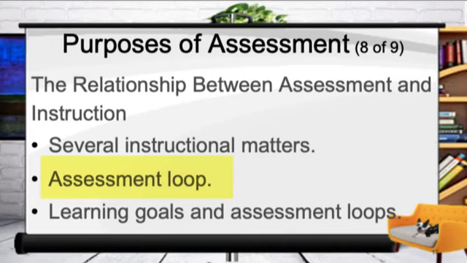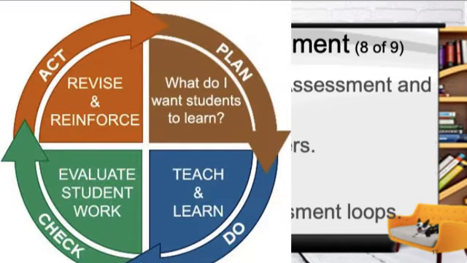And then we start looking at that assessment loop. Now, the assessment loop is a cyclical process where we identify learning goals, and then we do our instruction and learning, we evaluate that instruction, and then we reteach or reinforce as needed. But at this point in the assessment loop, we've got one of two things that can happen.